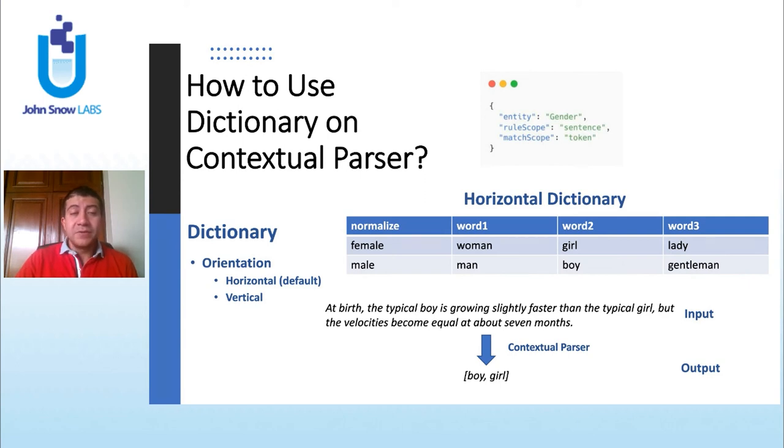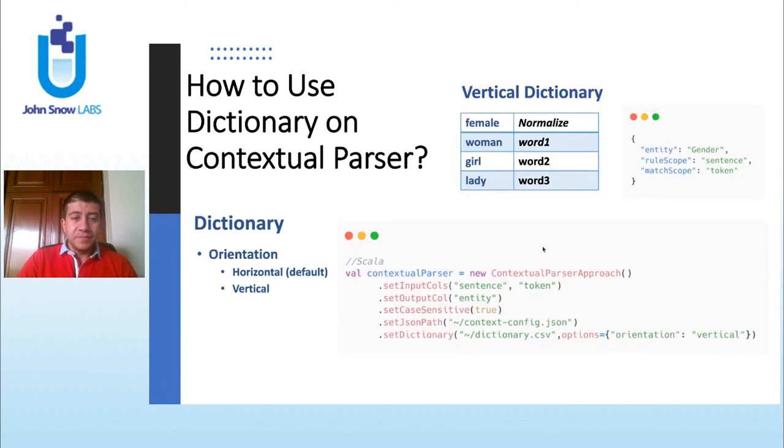In the dictionary parameter, we can also define orientation. In this example, we are using the one by default, which is a horizontal dictionary. But we can also define this as a vertical dictionary. So we define the orientation as vertical. Then we will need to specify it, as we can see in this code snippet, to have the same behavior that we saw in the former example. With vertical dictionary, we will have only one column, where the first row is the normalized word, and all other rows are the words we want to match.